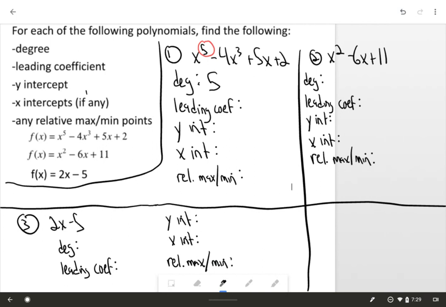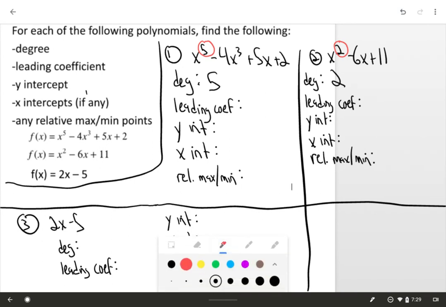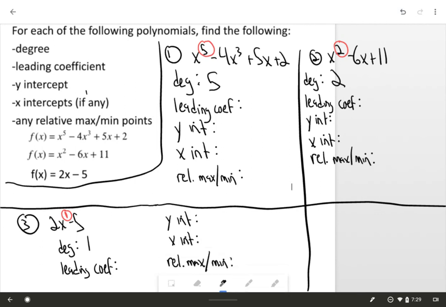Number 2, x squared minus 6x plus 11. Looks like my highest exponent is x squared, so we would say that number 2 has a degree of 2. And then number 3, 2x minus 5. Even though there's no exponent here, there's only one term with an x, so we would say that is 2x to the power of 1. So number 3 has a degree of 1.